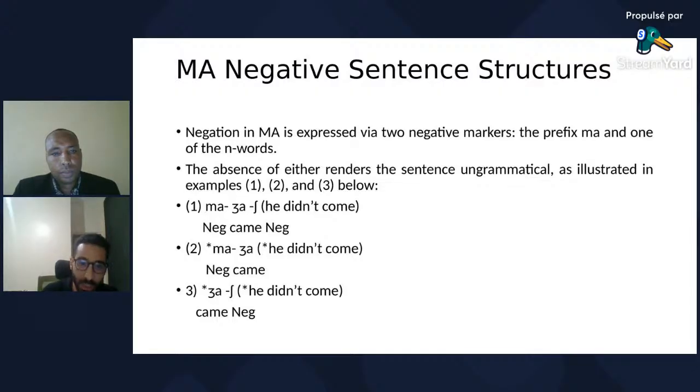For example, Majash, he didn't come. This is a perfect negative sentence. But Maja, no, it doesn't work. This is ungrammatical. And Jash is also ungrammatical, which means that we need two negative markers to express negation in Moroccan Arabic.